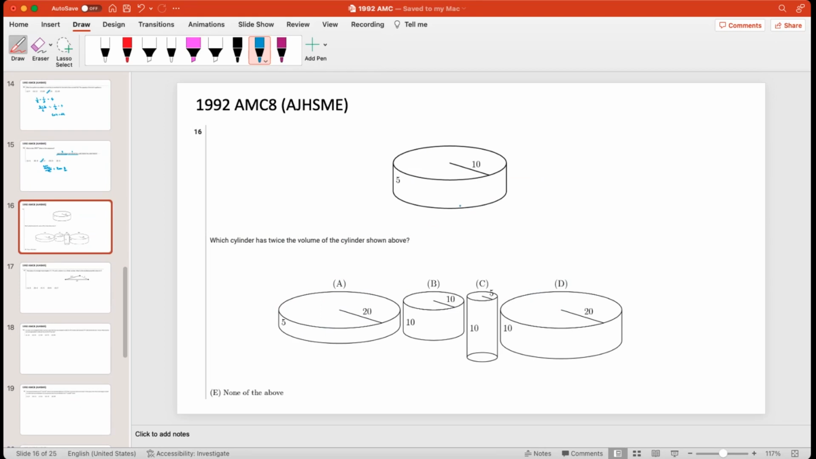Which cylinder has twice the volume of the cylinder shown above? So what's the volume of this cylinder first, right? So its volume here will be, hmm, 10 is the radius and 5 is the height.